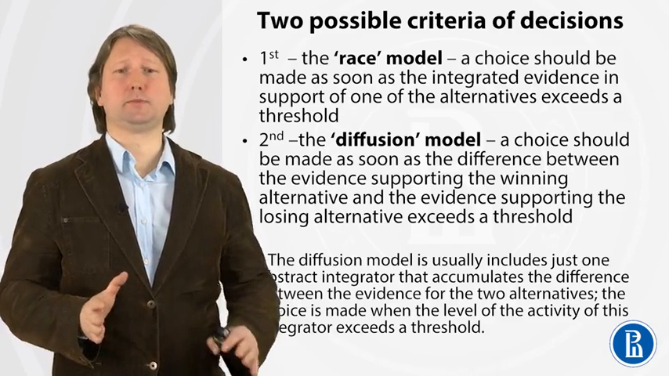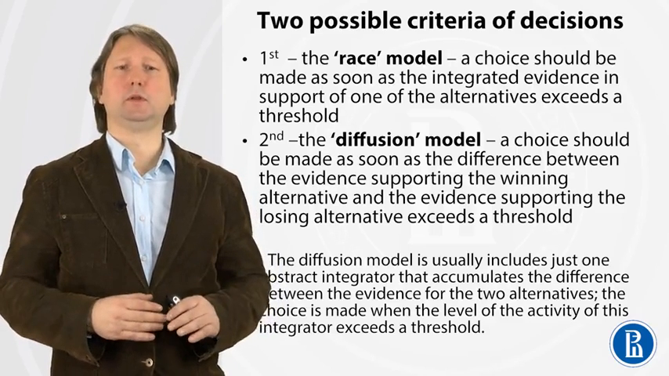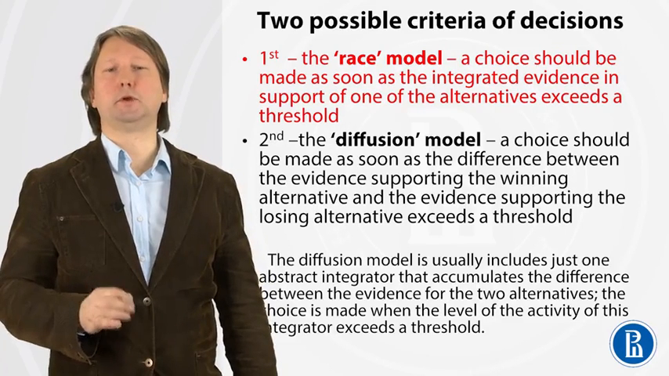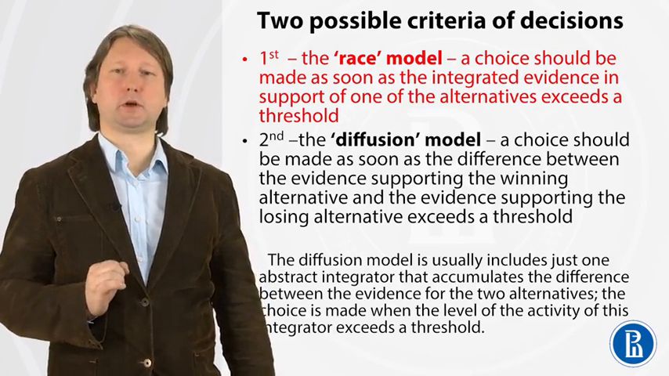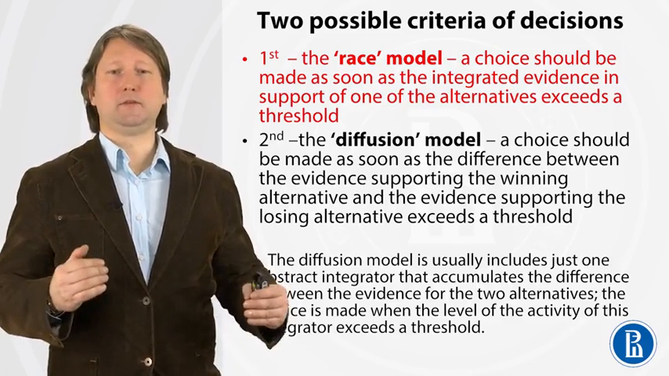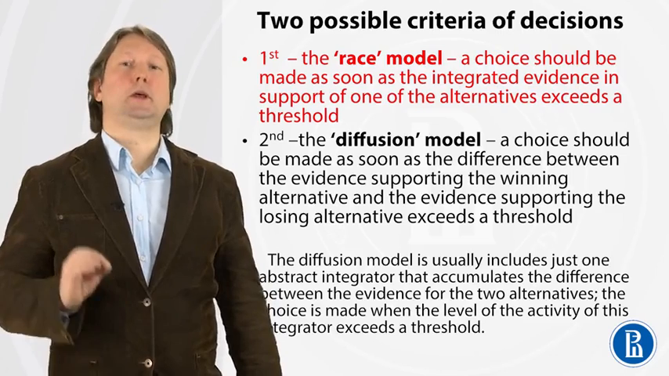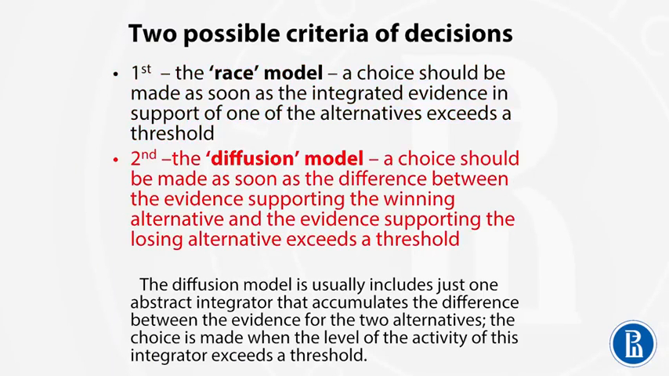Let's summarize the race model and the diffusion model. In the race model, a choice is made as soon as the integrated evidence in support of one alternative exceeds the threshold. In this case, different choices are programmed independently, and the fastest process wins the race. But in the diffusion model, the decision is finalized whenever the difference between the evidences for two alternatives reaches a threshold. So this model is sensitive to the differences between the evidences for alternatives.